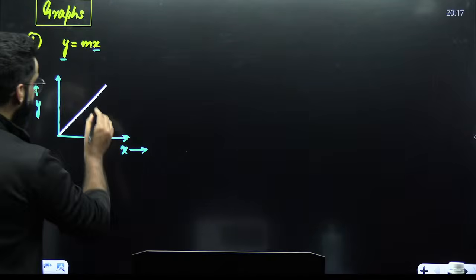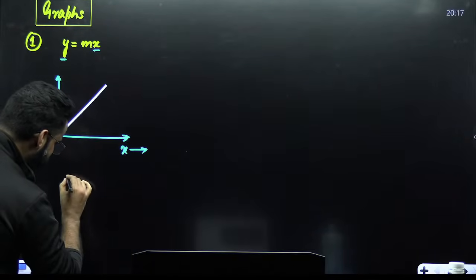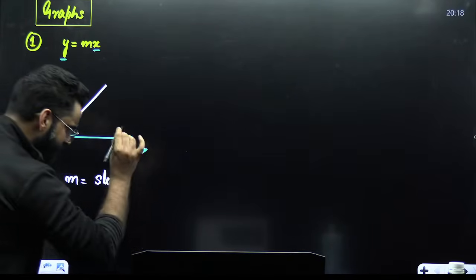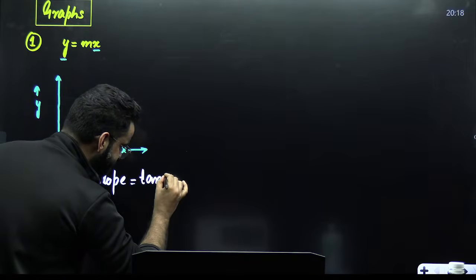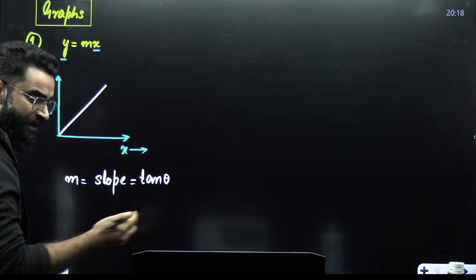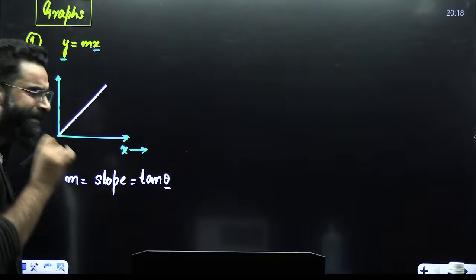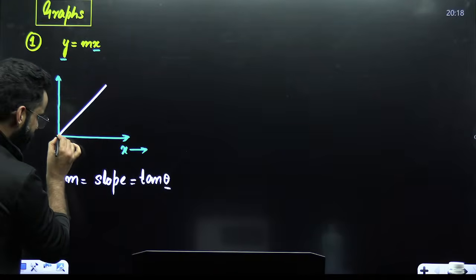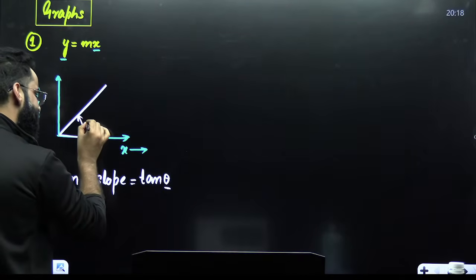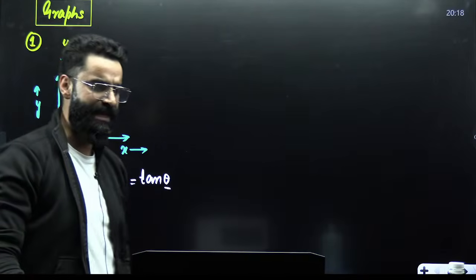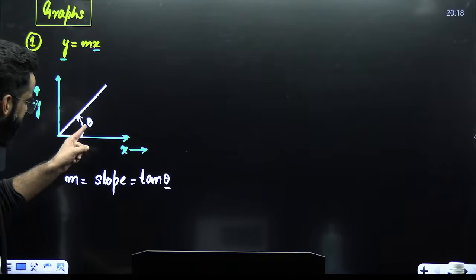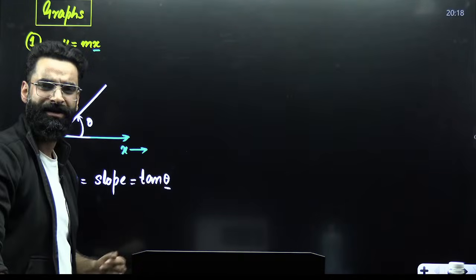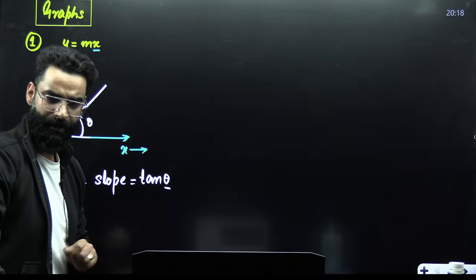Now, over here, if I ask you what this m represents, let me tell you, this m represents slope. And what is slope exactly? Slope is equal to tan of theta. Now, you must be thinking what this theta is. Theta is the angle which this line makes with the positive x-axis in the anti-clockwise direction. This is something I call as theta. Now, my dear students, as you can see, theta is coming out to be acute here, and tan of an acute angle will be positive, right?